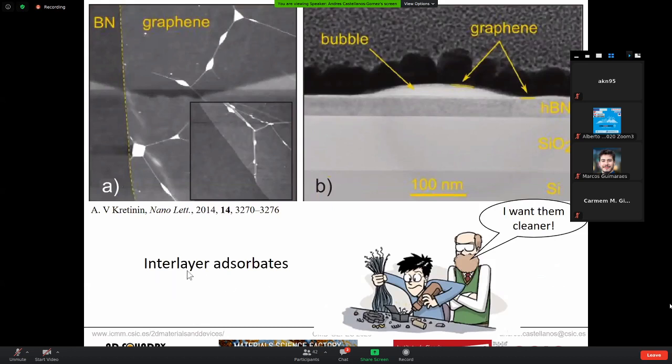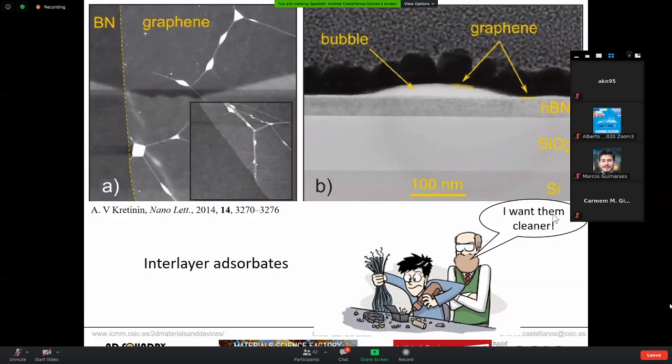When you do this kind of stacking process, there is a chance that you basically trap adsorbates in between the layers, and no matter what you do, you will get some of these bubbles or blisters. And depending on how good your transfer is, the density of these blisters will be larger or lower, but you will always get this kind of interlayer adsorbates. And for certain applications, the PI wants these heterostructures cleaner, right?